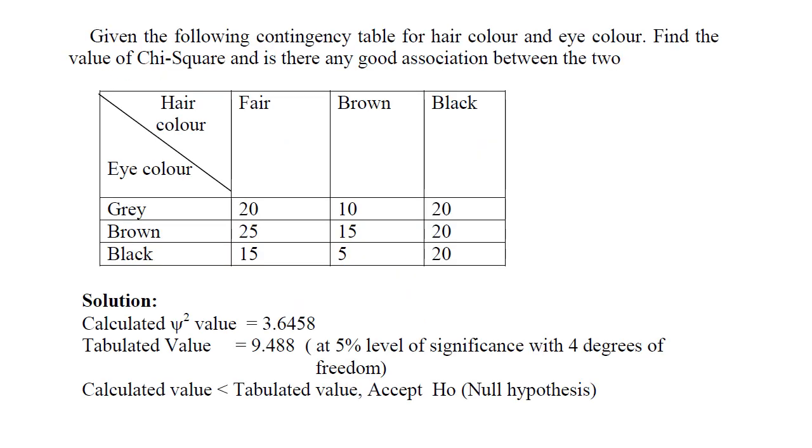Given the following table for hair color and eye color, find the value of chi-square and say whether there is any good association between the two. So the calculated chi-square value is going to be equal to 3.6458 and the tabulated value is 9.488 at 5% level of significance with 4 degrees of freedom. Since here the calculated value is less than the tabulated value, we accept the null hypothesis.